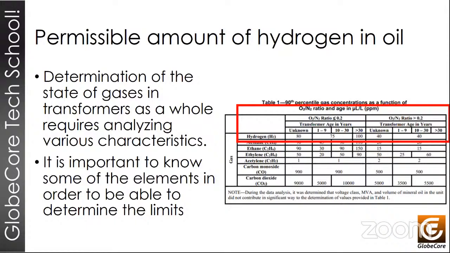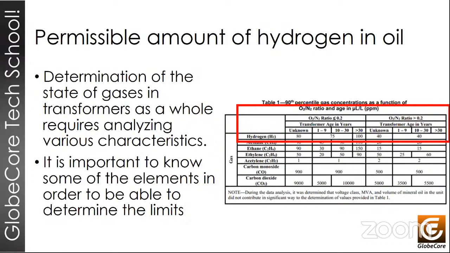We can also observe how the age of the unit is important in determining the allowable values for the content of hydrogen and other gases. We have here four clearly differentiated groups, where we have a value for those transformers whose age is unknown, a different value for transformers between 1 and 9 years old, and another value for transformers between 10 and 30 years old. And finally, there is a specific value for units over 30 years old. Obviously, the values have a lot of variation.